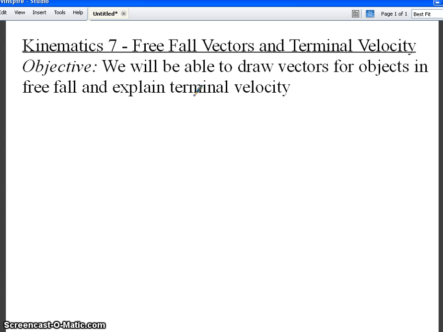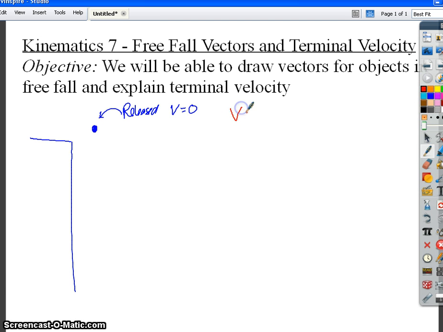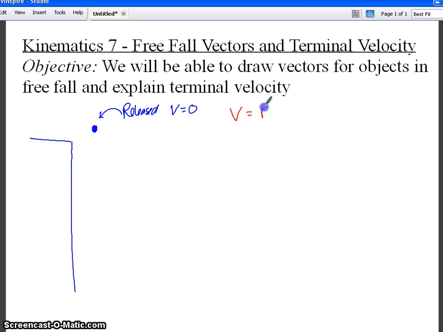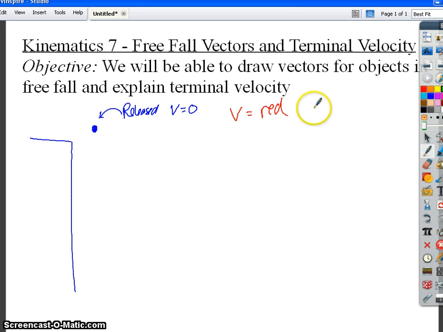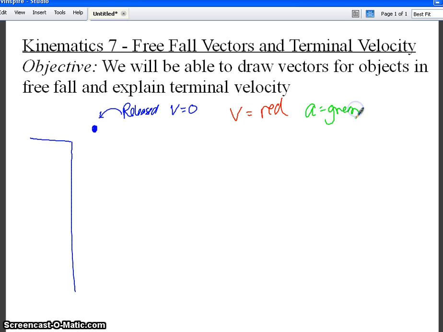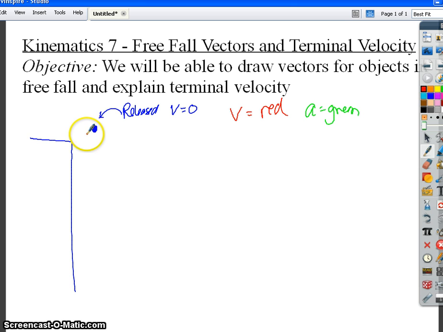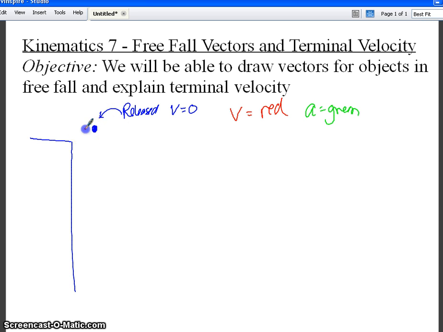So let's take an object that is being dropped off a building, okay? And at this point, it is released. So at this release point, the velocity is equal to 0. If I was going to draw velocity vectors as red and acceleration as green, at this point right here, this object has no velocity. Velocity is 0, so there's no vector, it's just a dot, okay?